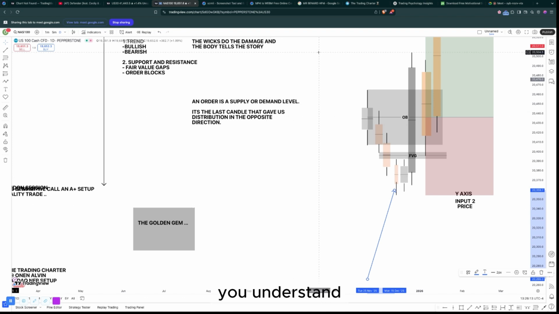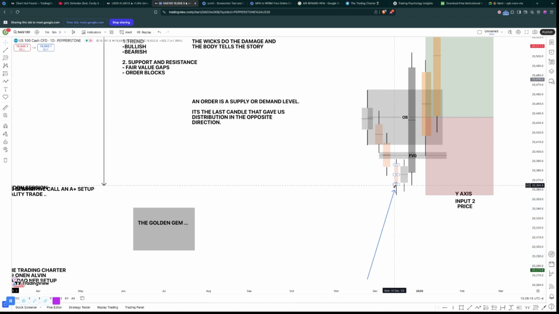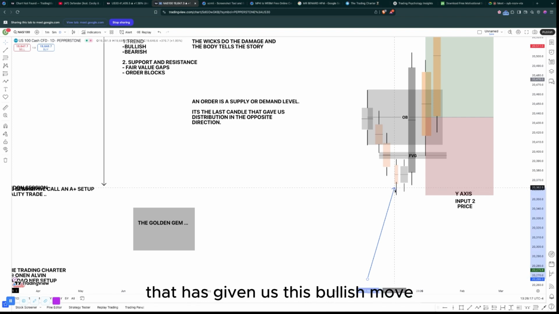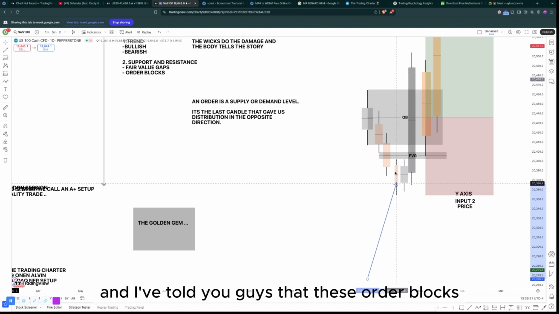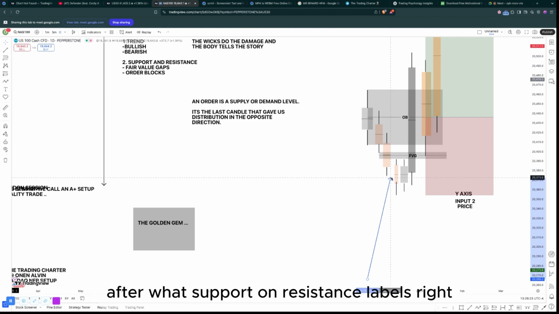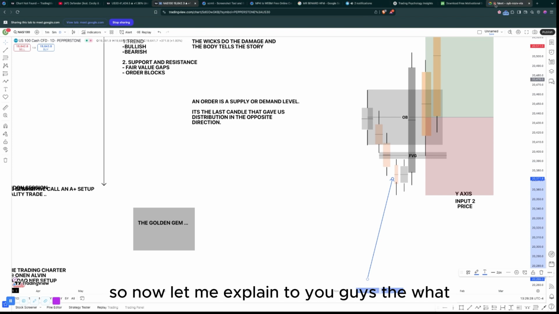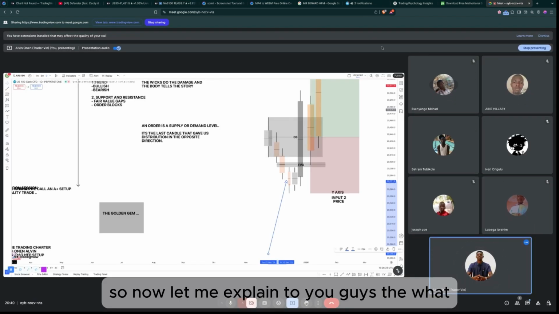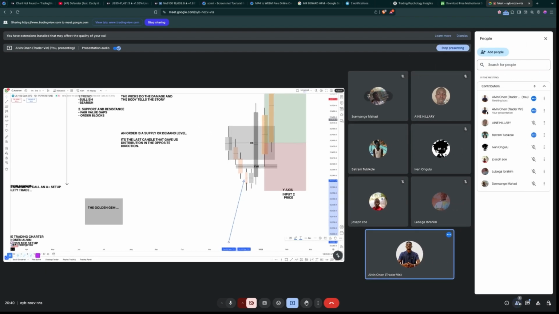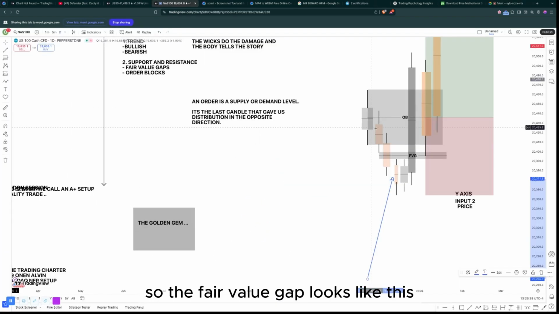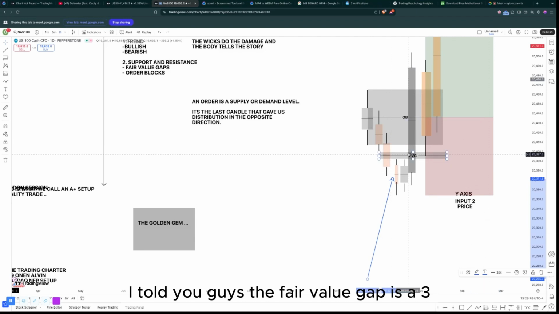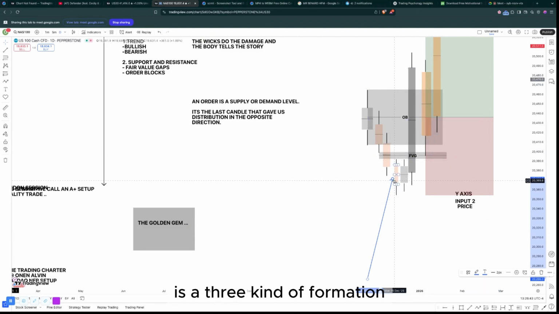You understand? It's the last candle that has given us this bullish move, which makes it an order block. And I've told you guys that these order blocks act as what? Support and resistance levels, right? So now let me explain to you guys the fair value gap, right? So the fair value gap looks like this. I told you guys the fair value gap is a three candle formation.